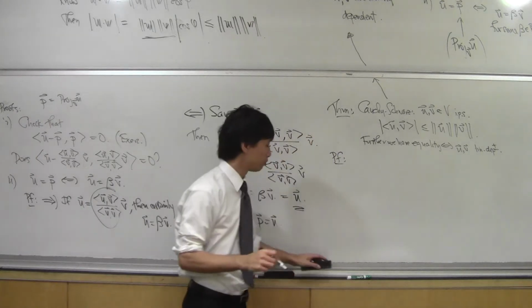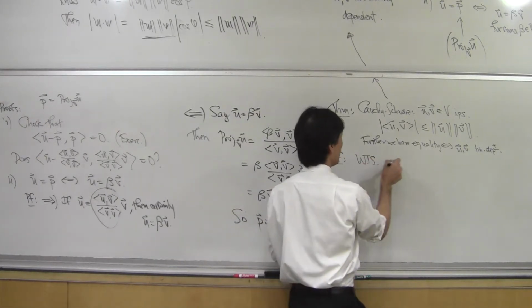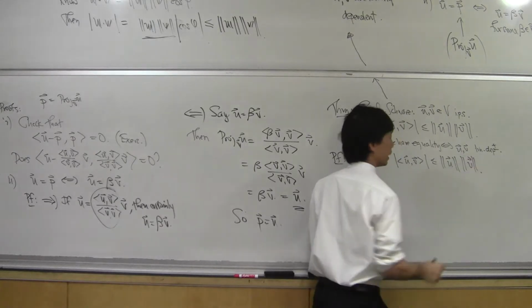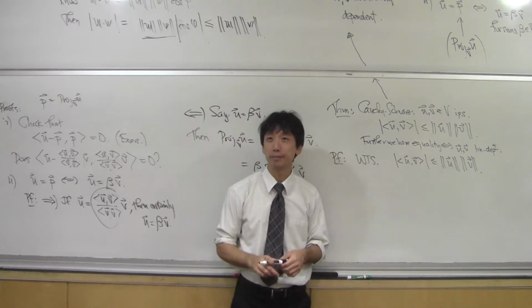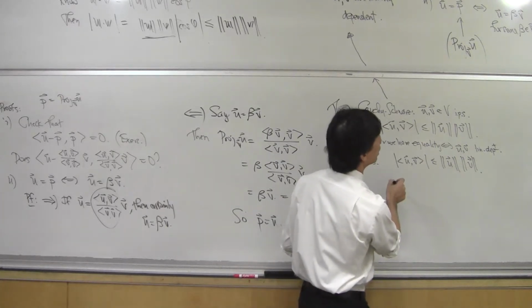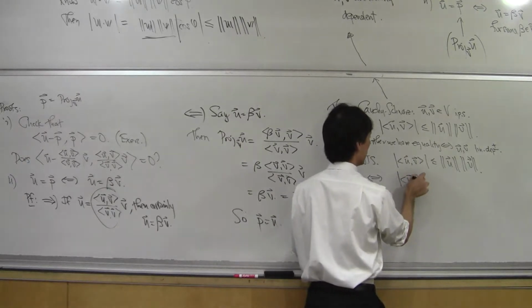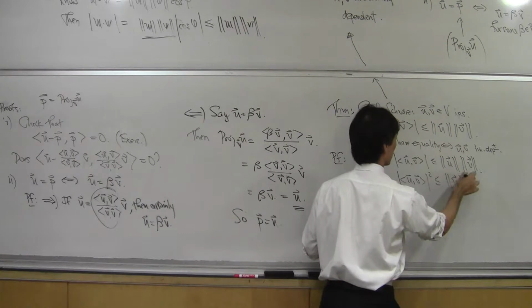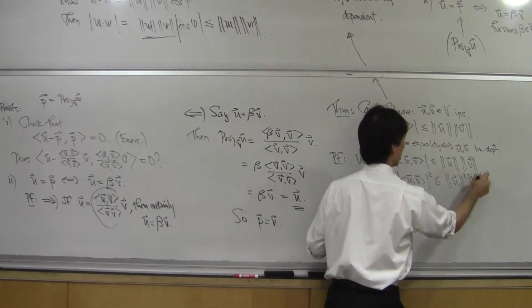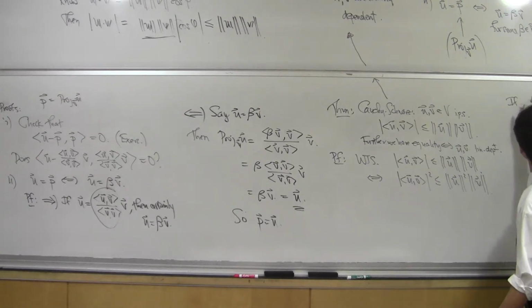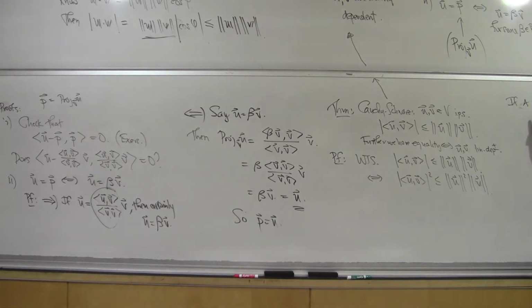Okay, let's prove it. We want to show that this thing is less than or equal to this thing. That's our goal, right? Now, that's simply the same thing as showing that this thing squared is less than or equal to that thing squared. The reason is that if you have two numbers that are bigger than or equal to 0, then one is bigger than the other if and only if the square of one is bigger than the square of the other.